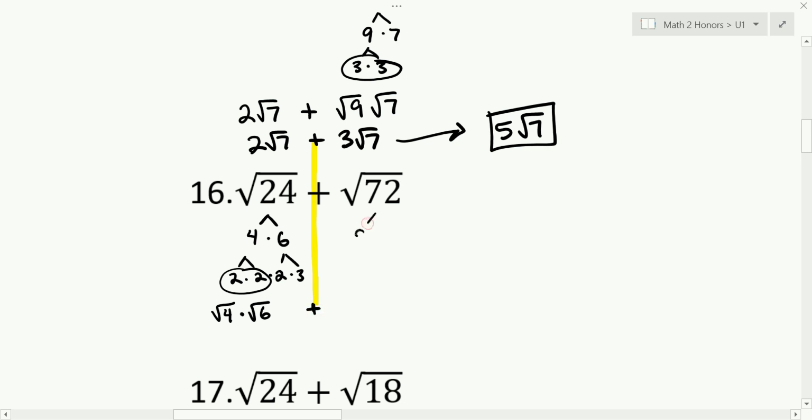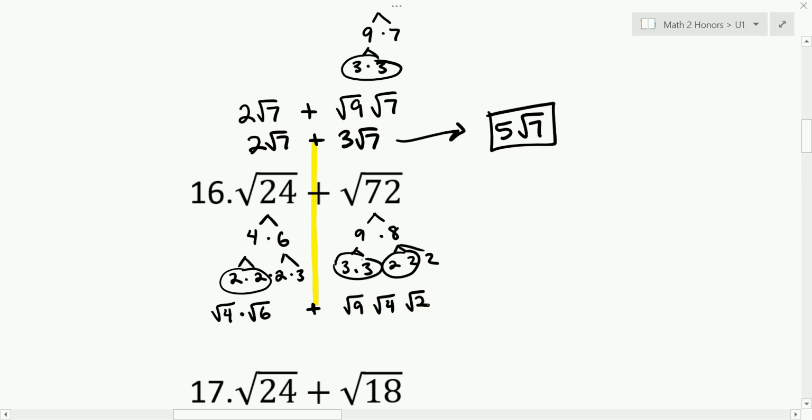72 is 9 times 8. 9 is 3 times 3. 8 is 2 times 2 times 2, or 2 to the third power. Looking for pairs again. We get the square root of 9 times the square root of 4 times the square root of 2.